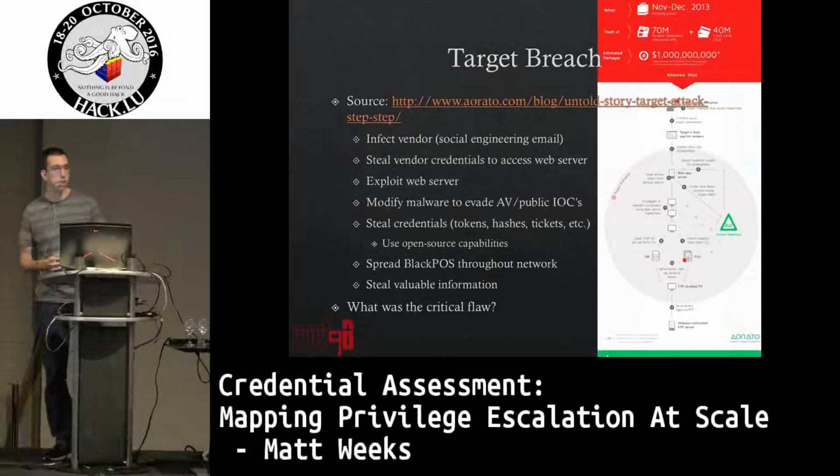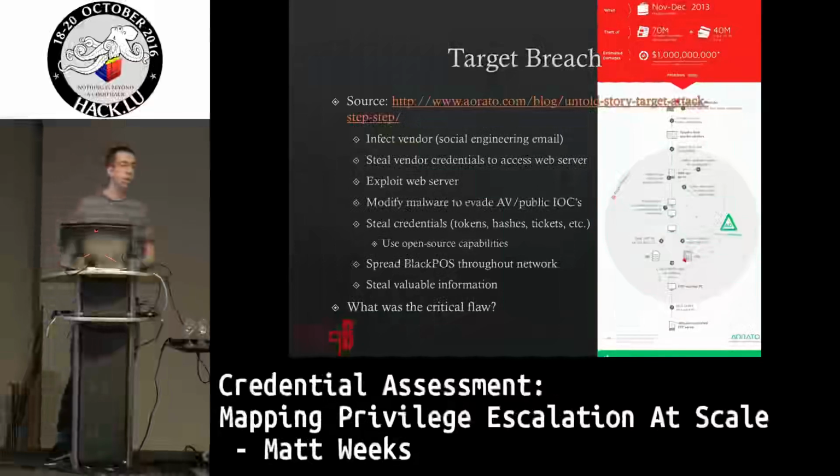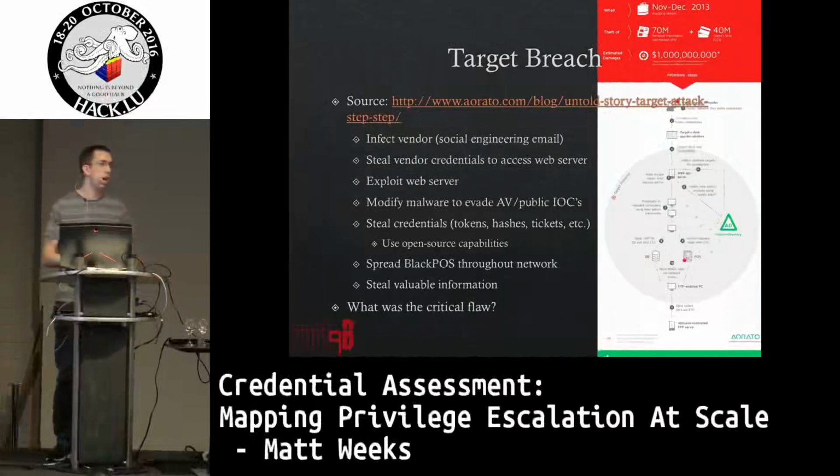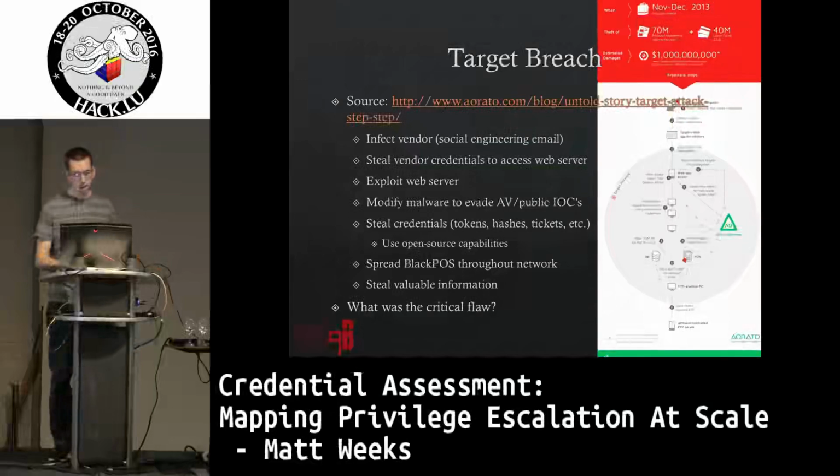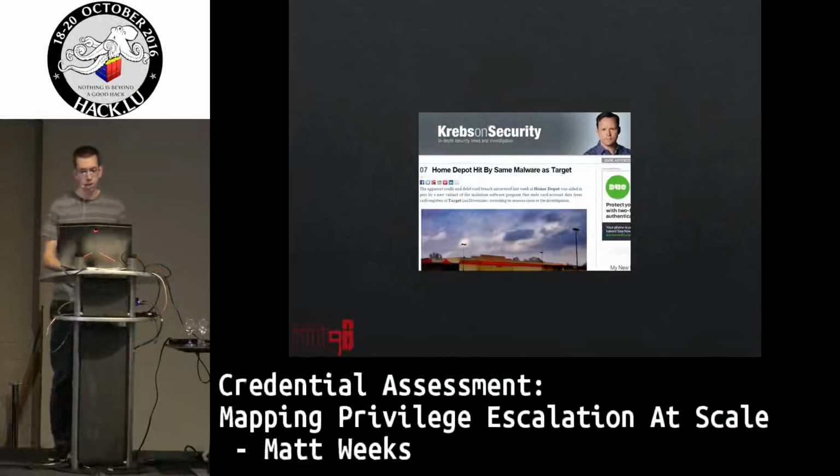At the time they did this attack, Target was still in the very early stages of planning out the chip rollout, and so everybody was using credit card swipes, which were much easier to steal from memory. So what was the critical flaw in this entire process?